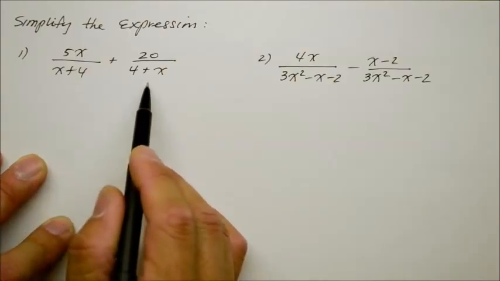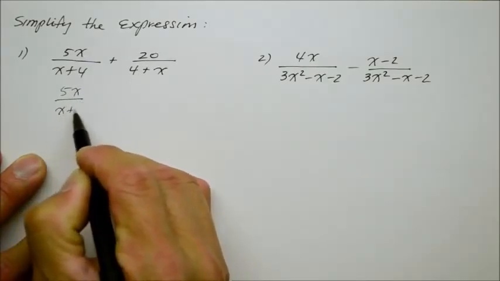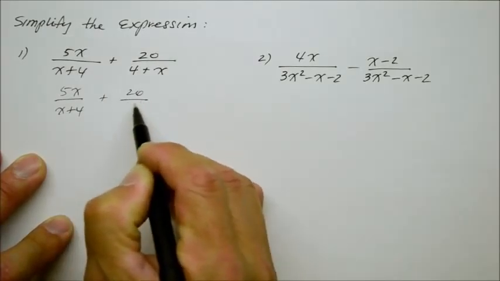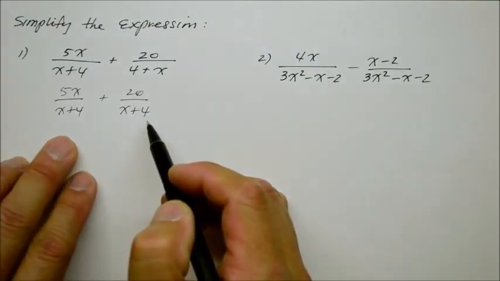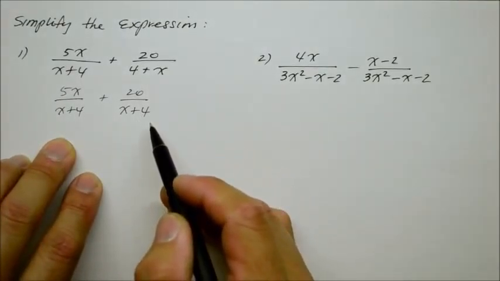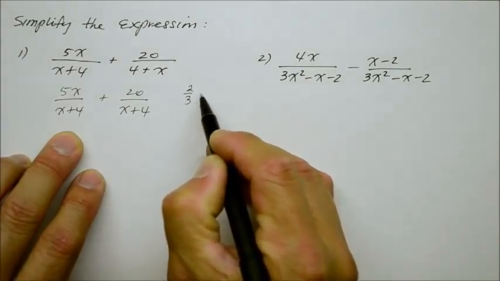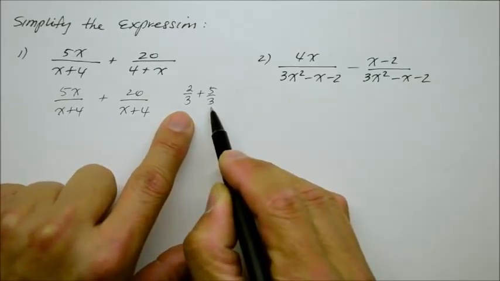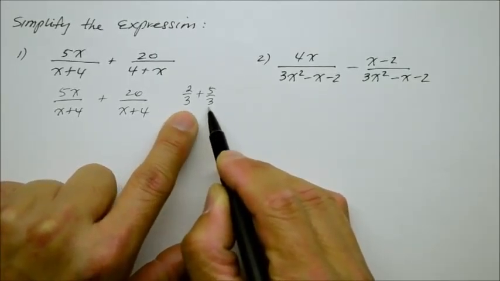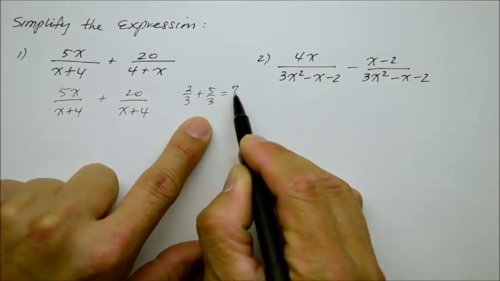Commutative property says x plus 4 is the same as 4 plus x. So why don't I fix that right now before I get started? There we go. Fortunately, there were no negatives here, so it's still the same. Now, when you're adding and subtracting fractions back in elementary school, you had to make sure that the denominators were the same. In this case, yes. And if they're the same, you add the numerators to become, in this case, 7 over 3.